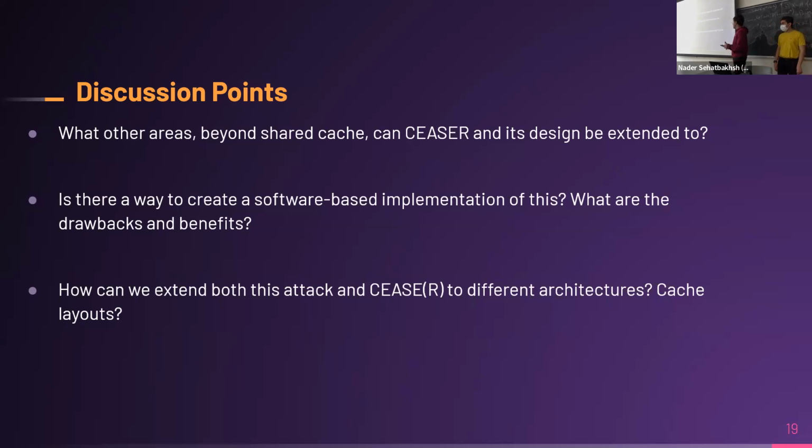So what if you didn't have a shared cache, but somehow a cache was actually able to be attacked by something else using some other type of channel? Would this also be used in that case? So it's just some things to think about.